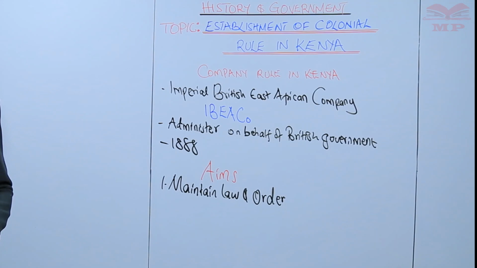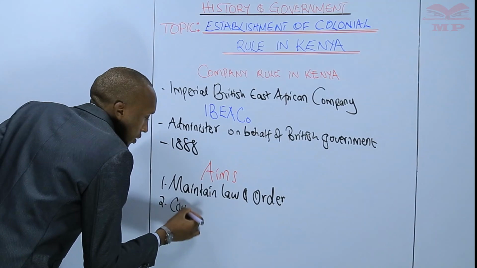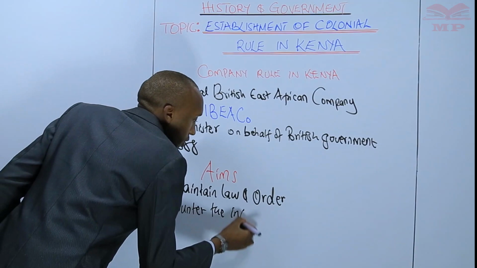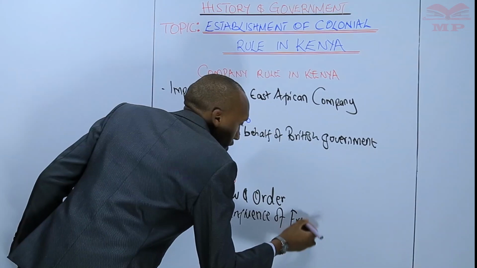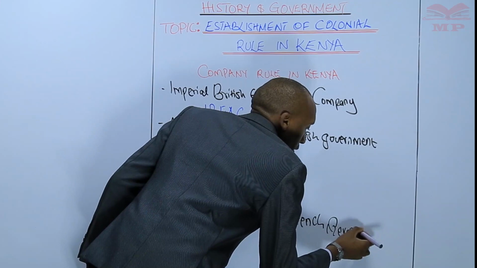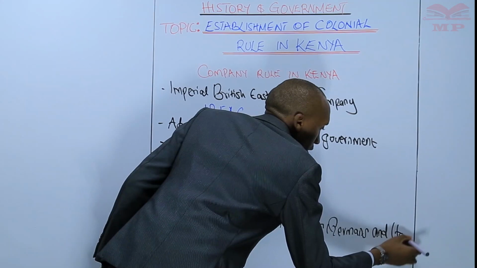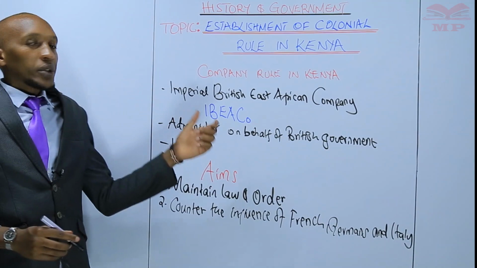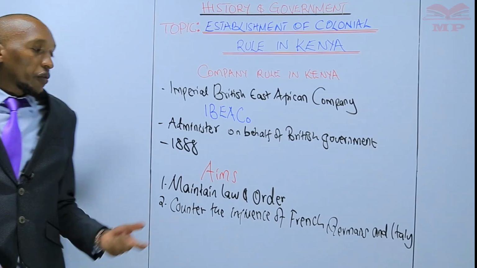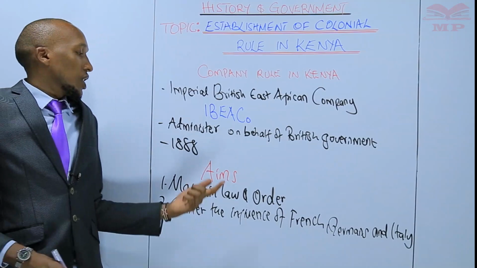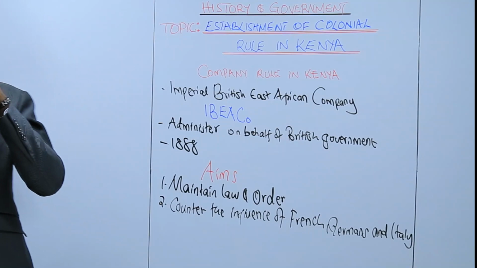And then number two, they were to counter the influence of the French, the Germans, and Italy, who were also interested in this area. So the Imperial British East African Company was given the mandate of countering the influence of the Germans especially, who were the biggest rivals of the British in this area. So the other aim for them was to counter the spread of the influence of those countries.